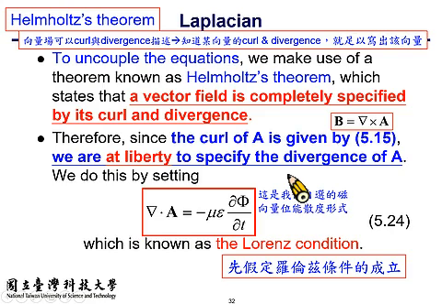So what are the consequences of the Helmholtz theorem? We only know that B is related to the curl of A, but we don't know what the divergence of A is. In other words, you are at liberty to define what the divergence of A is, and that is what we are going to do.